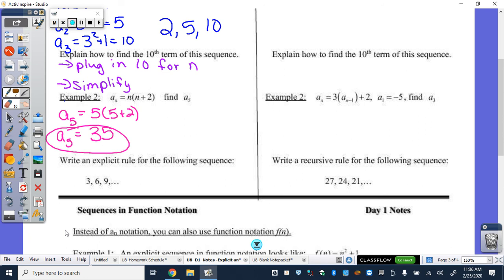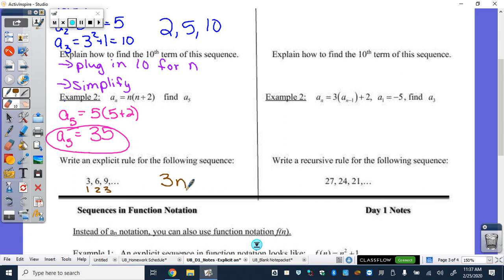And then our last one, they want us to write an explicit rule for the following sequence. Since it's a sequence, you have to keep in mind which term we're dealing with. 3 is the first term, 6 is the second term, 9 is the third term. With the explicit, I should be able to plug in 1, and it gives me a 3. I should be able to plug in 2, and it gives me a 6, and then I can plug in 3, and it gives me a 9. So what's happening to those to give me those numbers?